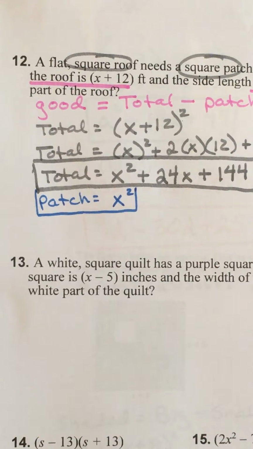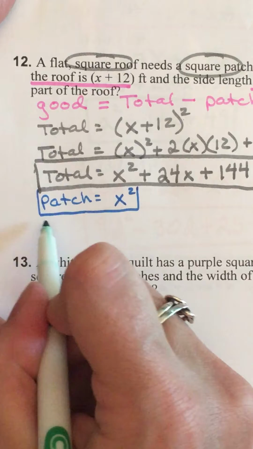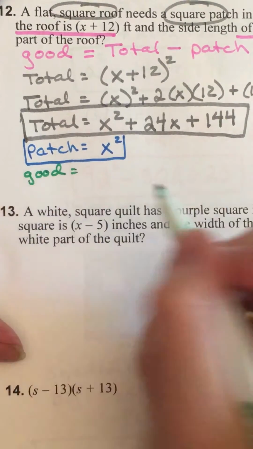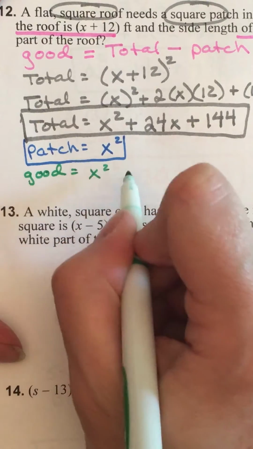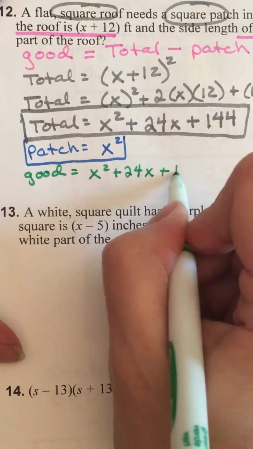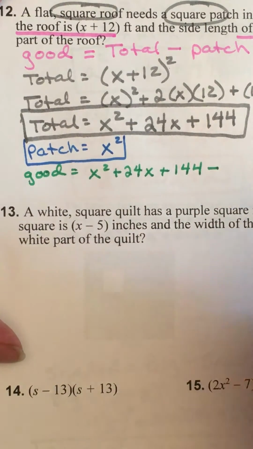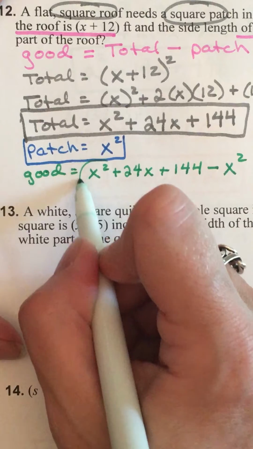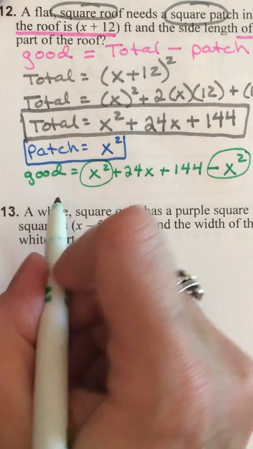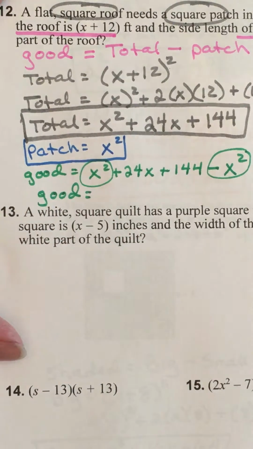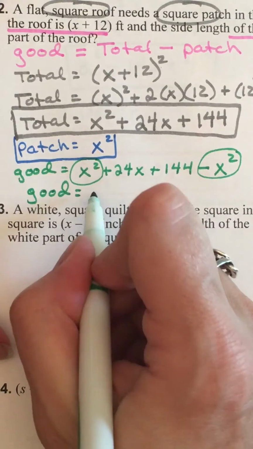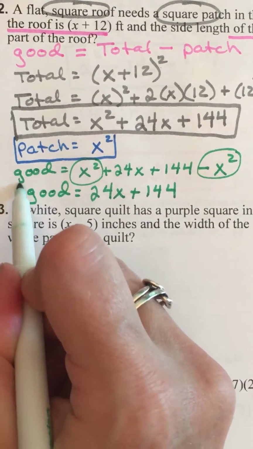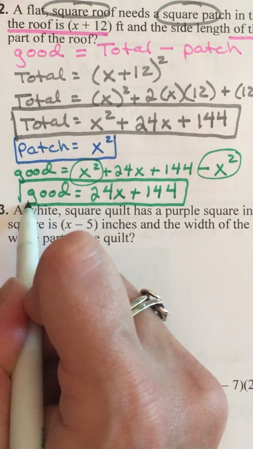Okay, let's go find out how much of this roof is any good. So we're going to find the good part, which is your total, x squared plus 24x plus 144, minus your patch that is x squared. And hey, in this one also, we're combining like terms, and when we do that, we see that our x squareds again cancel each other out. That's so nice. Leaving us 24x plus 144. That is the area of the roof that's still in good shape. There you go.